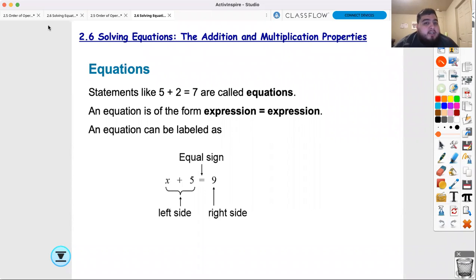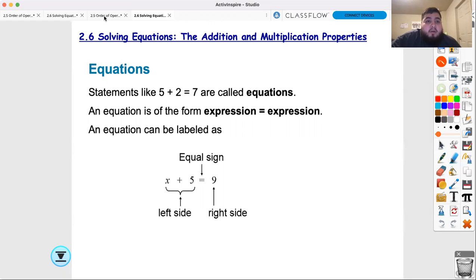So in every equation, can someone tell me the difference between an equation and an expression? What's the one biggest difference between an equation and an expression? You're trying to solve for x. So we're trying to solve for x. That's true, that is very correct. We are trying to solve for x or the variable. But what's one genuine difference?